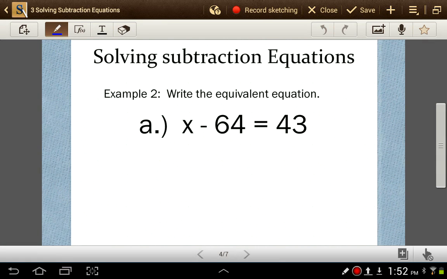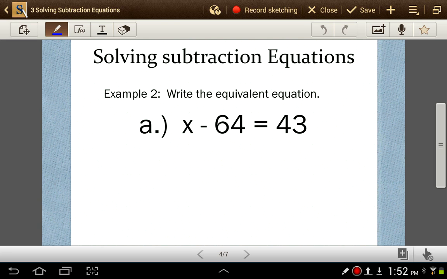Example 2 is writing the equivalent equation. So in this example, when it says write the equivalent equation, not creating ones. Creating is when I want you to give me other ones that are similar, other equations. When I ask you to write the equivalent equation, this is when I want you to write x equals. What does x equal? Or any variable for that matter. Remember, you could use any variable. It doesn't have to be x.